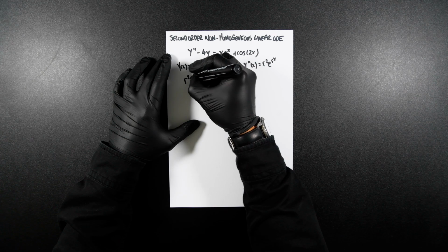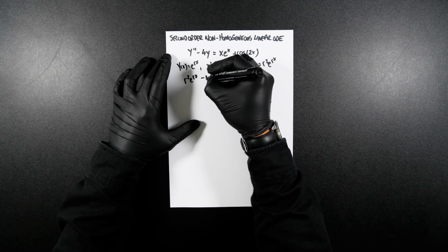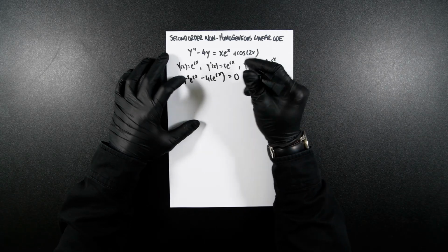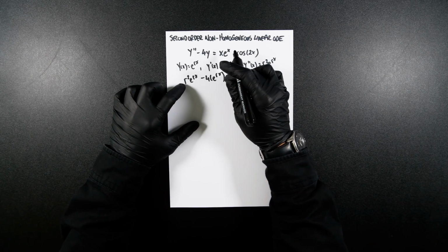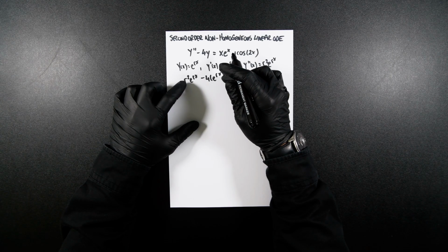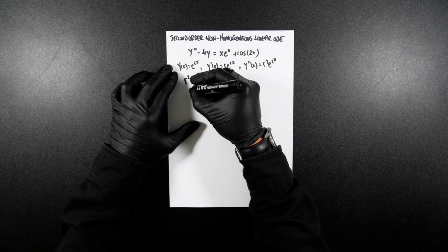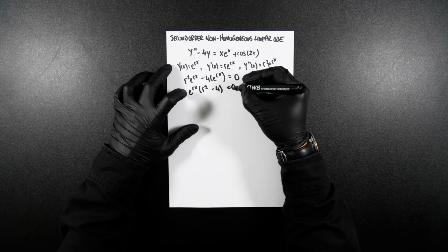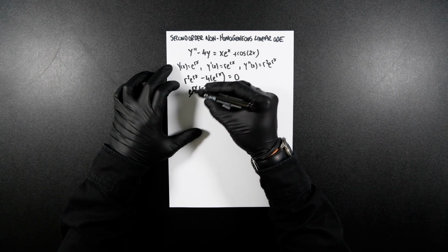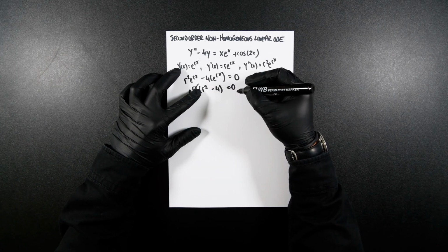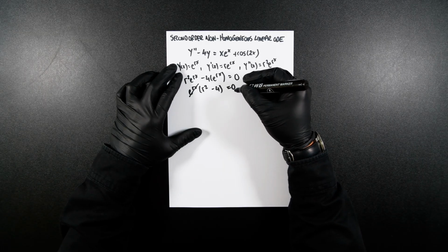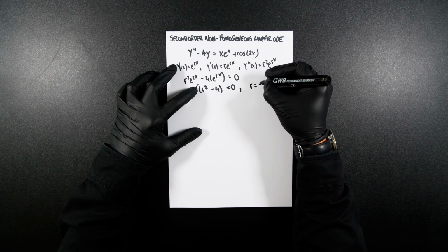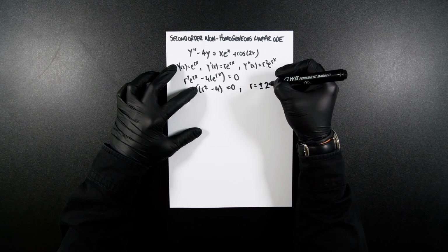So you're going to get r squared e to the rx minus 4 e to the rx, and I'm going to make it equal to 0. Let's now substitute out the e to the rx. So you're going to get e to the rx times (r squared minus 4) equals 0. If you divide both sides by e to the rx, that's going to disappear, and now you have a quadratic that you can solve. So that's obviously going to be r equals plus or minus 2.